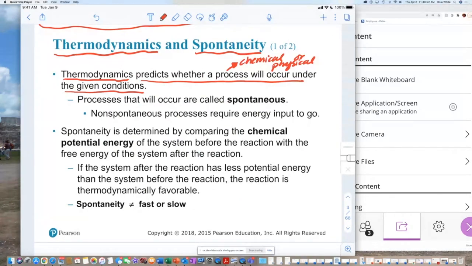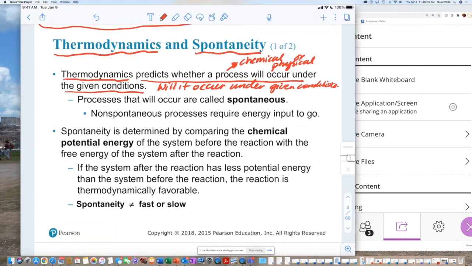Okay? It can be a chemical reaction or a physical change like melting, boiling, whatever. The question we're trying to ask is, will it or will it not occur? So, will it occur under given conditions?